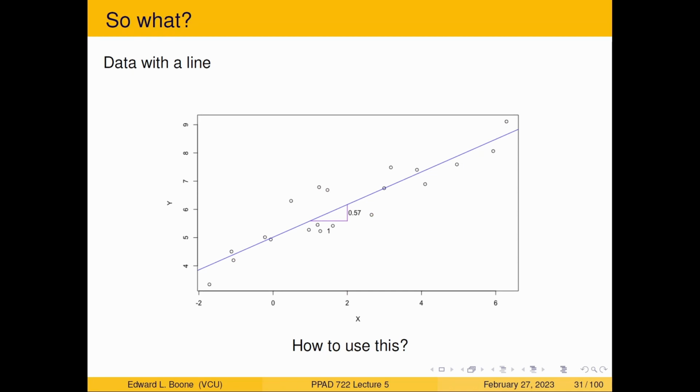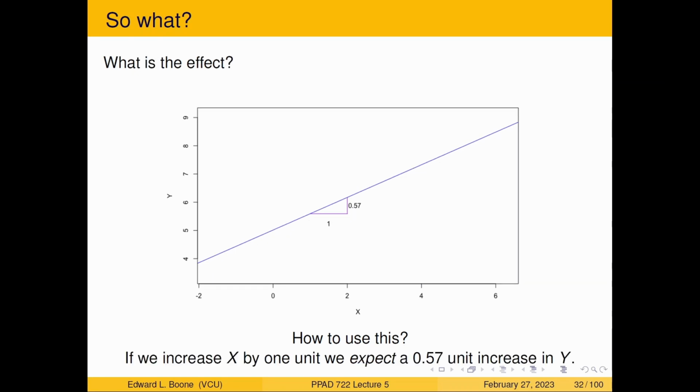All right, so how do I use this? Well, I have here my data and my line, and if I move x along this direction by 1 unit, if I go from 1 to 2, y looks like the line goes up by 0.57. So it's telling me what the effect is. If we increase x by 1 unit, we would expect a 0.57 unit increase in y. So it's telling us what x does to y and by how much. That's the key. But it's not the whole story yet. We're going to work our way through it.